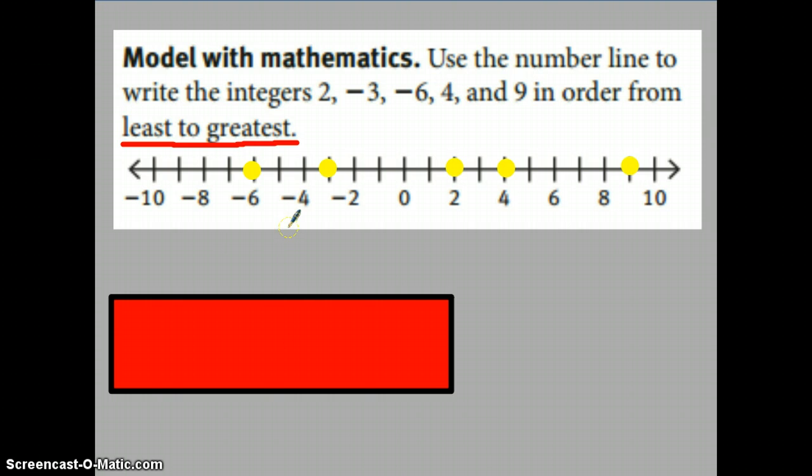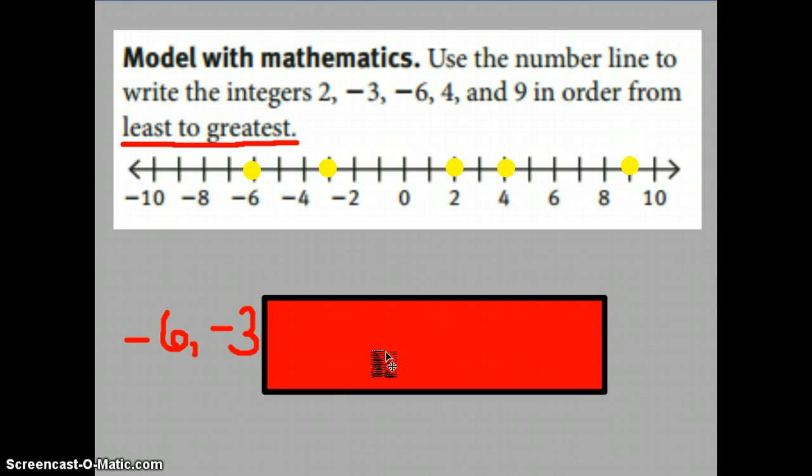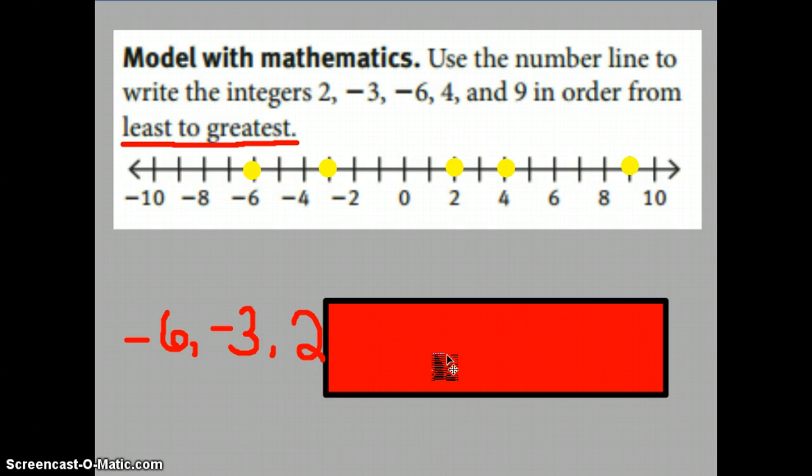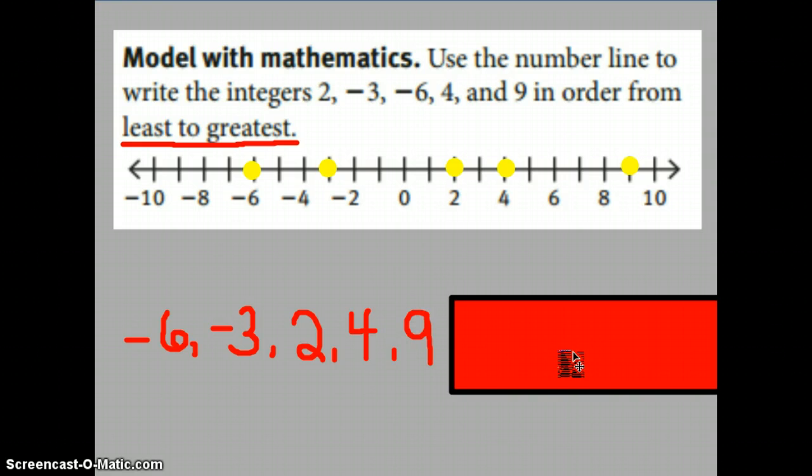Okay, and so they want us to put it in order from least to greatest. Now remember, our smallest number is going to be the number furthest to the left, and our largest number is going to be furthest to the right. So let's start on our left. Way over here, we've got a negative 6. So that's going to be our smallest number. Okay. Then we've got negative 3. Then we've got 2 or positive 2. Then 4 or positive 4. And then 9 or positive 9. So that is this set of integers in order from least to greatest.